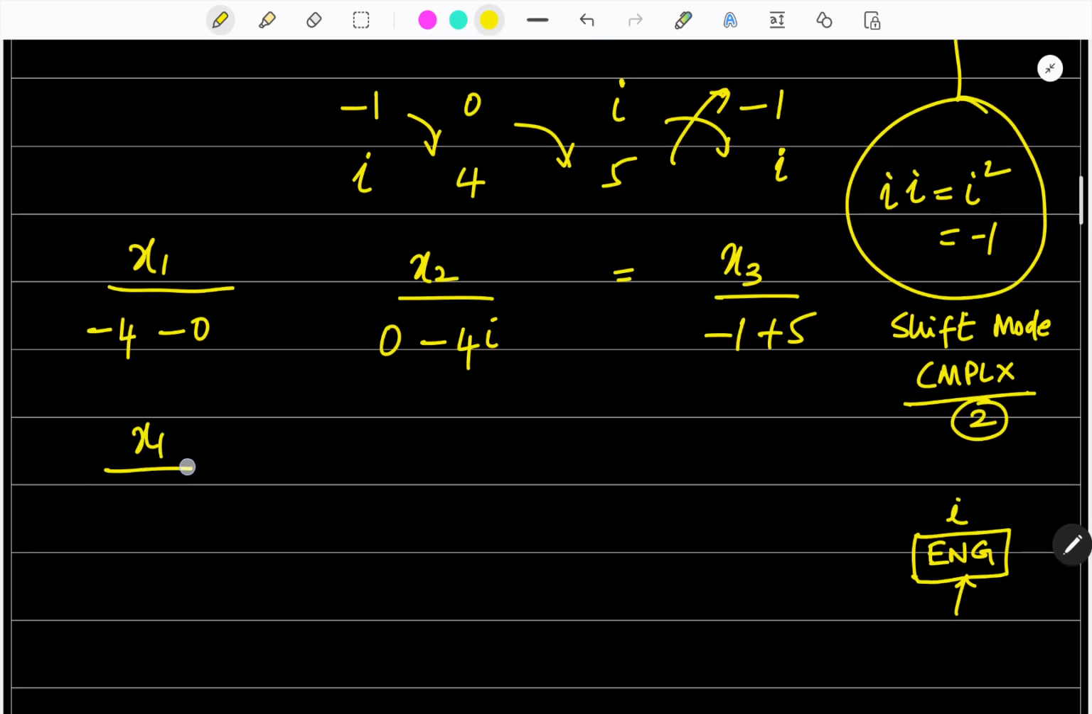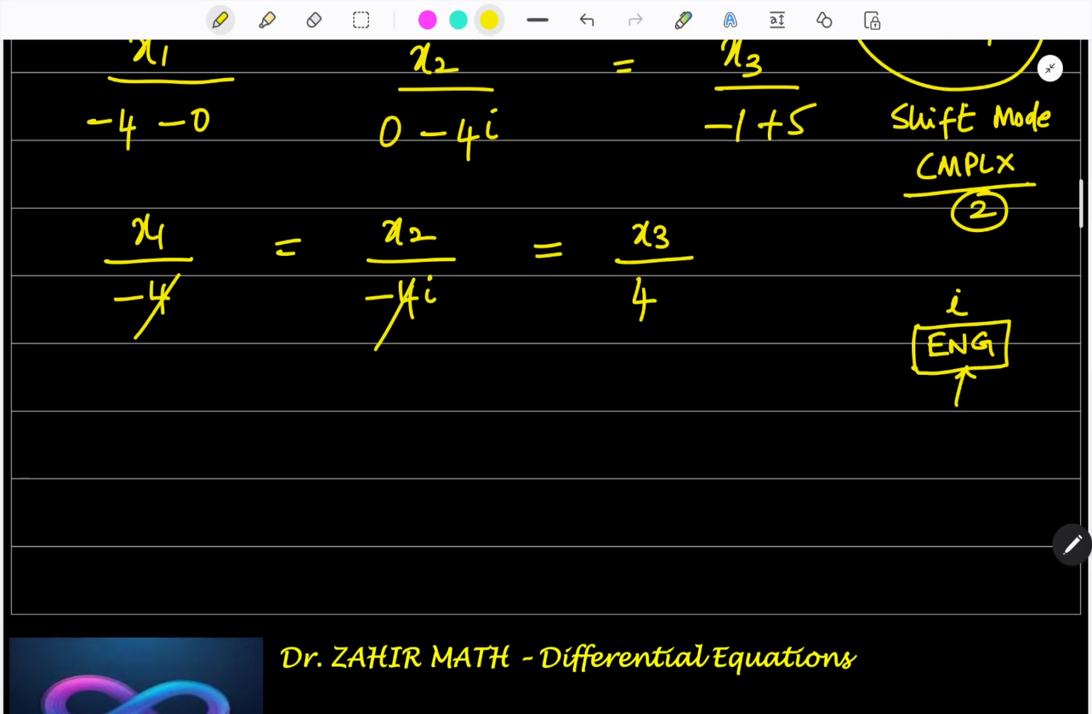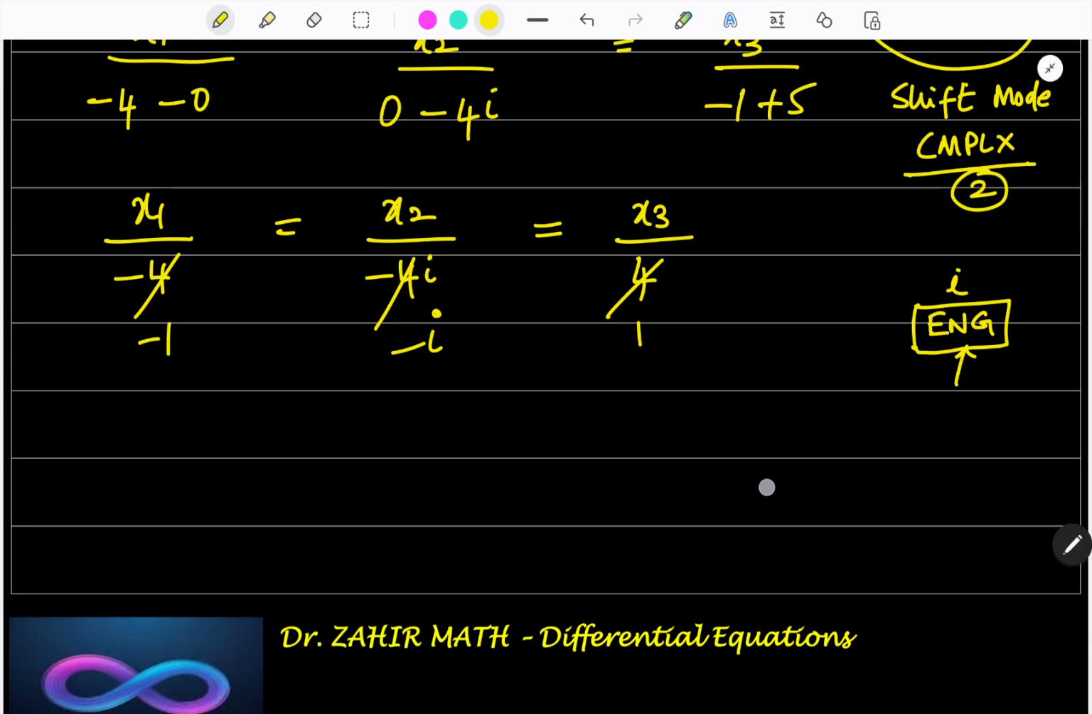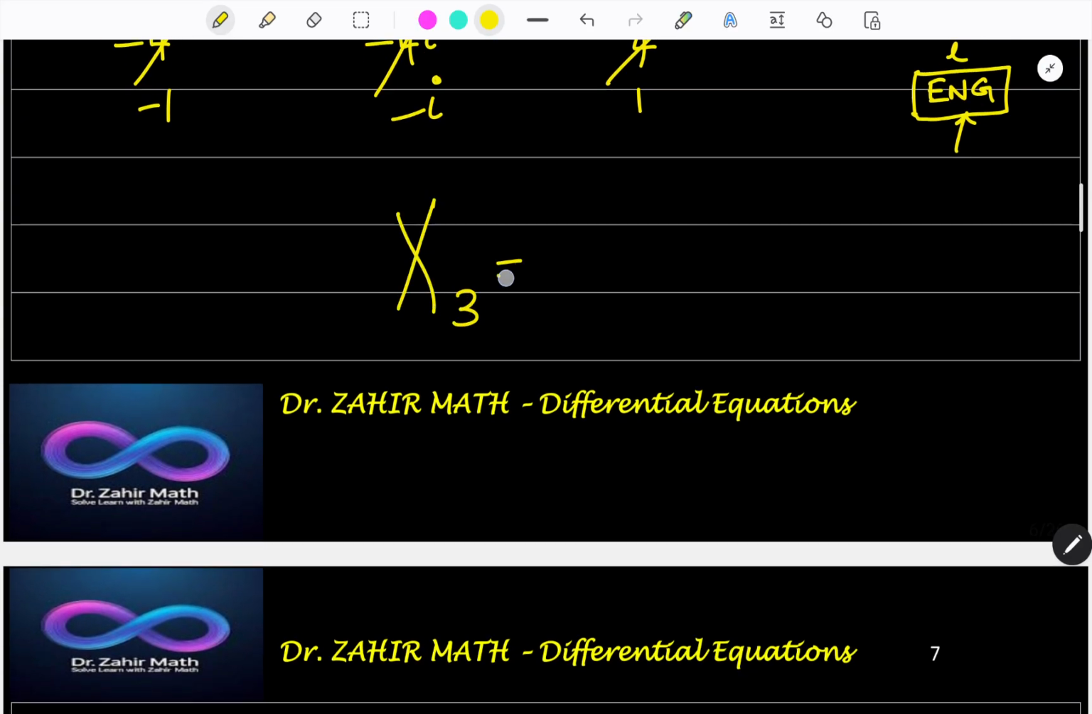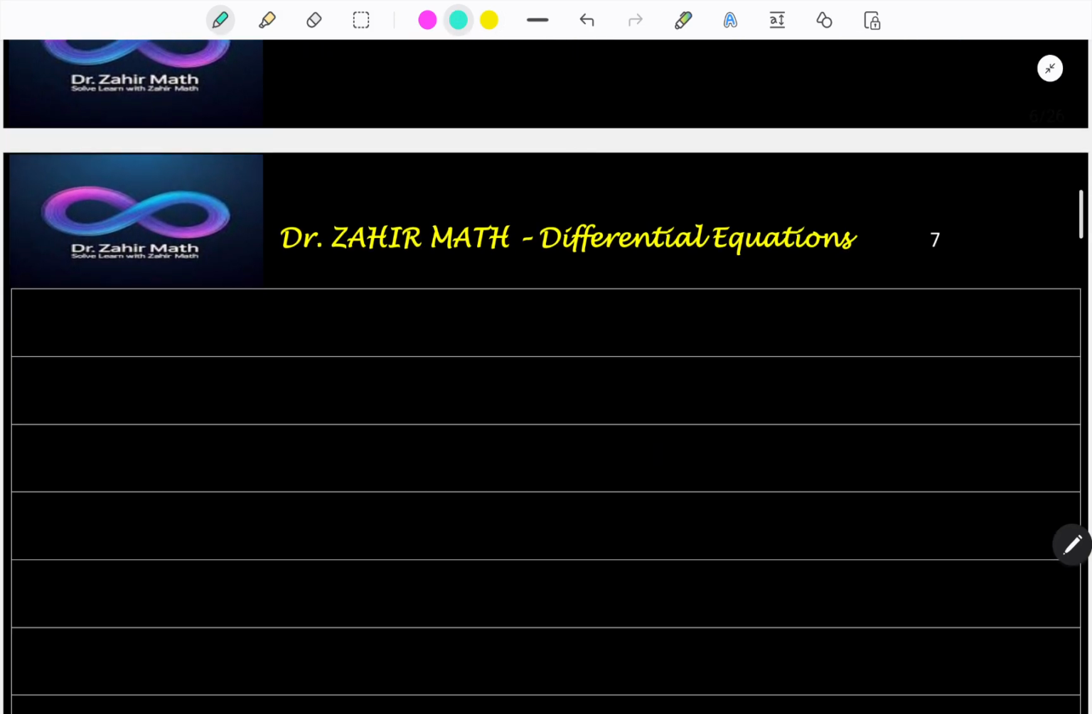So x1 divided by minus 4, x2 divided by minus 4i, and x3 divided by 4, right? So what happens now? It is going to get cancelled, right? 4 is a common factor. So you'll get minus 1 and you will get minus i, and you will get here plus 1. So what will be your next eigenvector, which is x3? It's going to become minus 1 and then minus i and then plus 1 is going to be your next eigenvector.